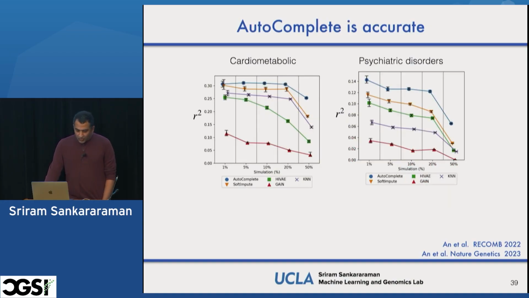So then we applied this to a few different data sets, all from the UK Biobank. One is a data set of cardiometabolic, another is psychiatric disorders, and we compared it to other imputation approaches. As a linear model, we compared it to soft impute. We also compared it to a classical nearest neighbors, as well as a couple of deep learning approaches. The first thing to note here is the linear model actually does quite well. It's a very strong baseline. However, autocomplete, because of this combination of nonlinear functions and copy masking, tends to do better.